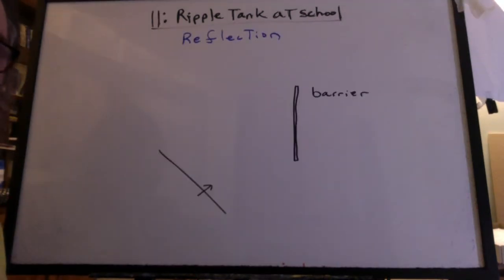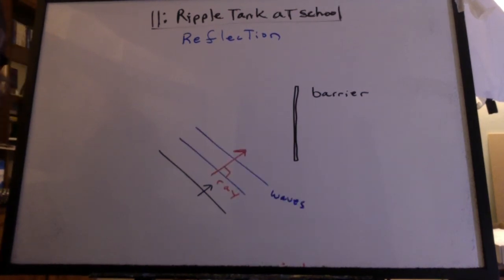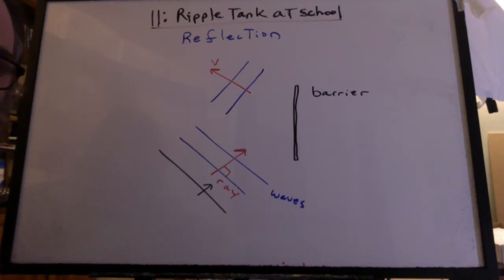Now we talk about reflection. I put my barrier in the water, and I took the ruler and I shoved it toward the barrier. Ideally, the waves should be completely flat, going toward the barrier. The red arrow represents what's called a ray. It shows the direction that these waves are traveling in. After the waves bounce off the barrier, we see them moving outward like this.